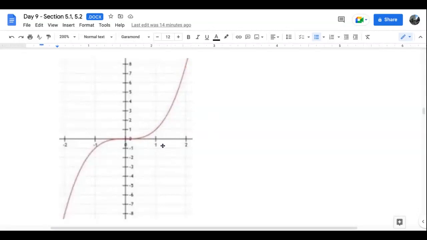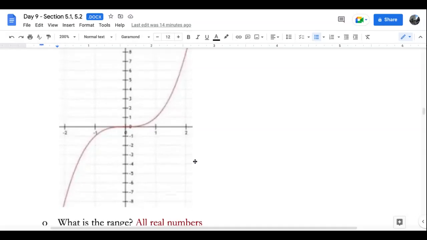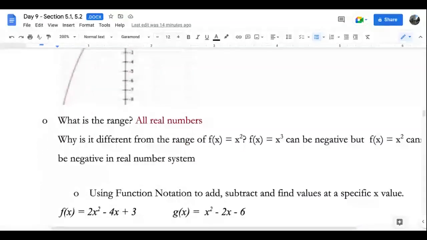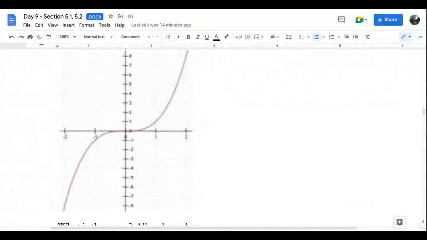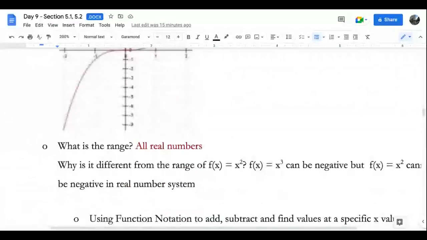Because this goes bigger, bigger, bigger, x goes bigger, y goes bigger. On the other side, in the third quadrant, x goes smaller, y gets smaller. So your right hand up, your left hand low. That's how you remember the graph for x cubed. What about its range? Its range is all real numbers too, right? All real numbers.